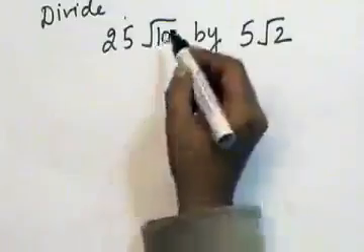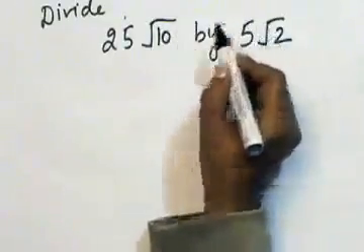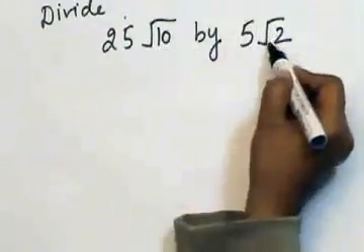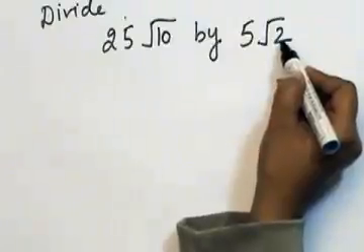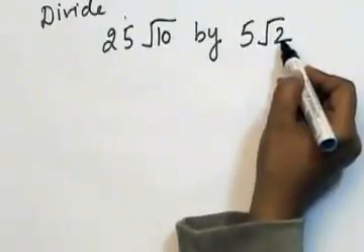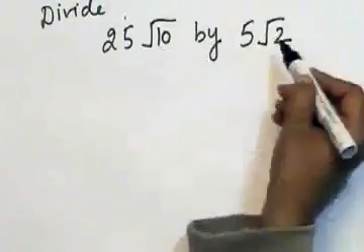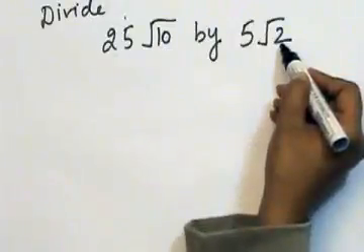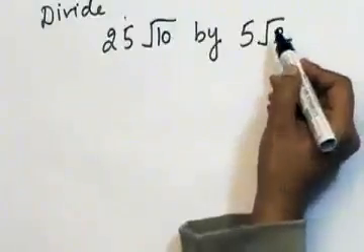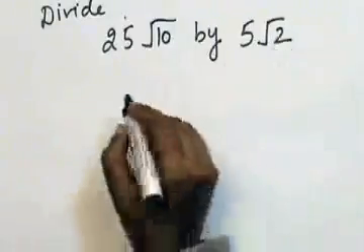For division also, very important is that the order should be the same. If it is square root of 10 and square root of 2, they can be divided directly. If the roots are different, for example, if it is cube root 10 and square root 2, then they cannot be divided. To divide them, first we need to make their order the same.